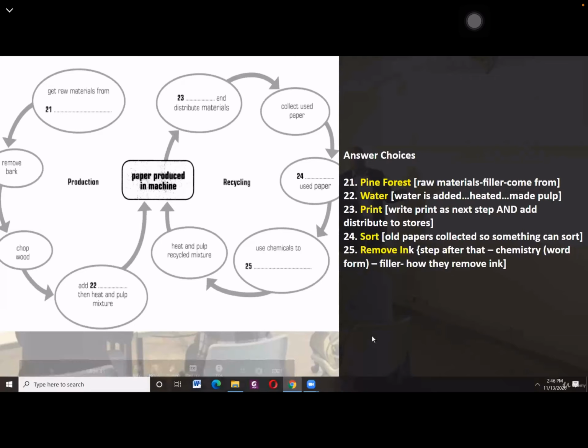All right, I have a couple of questions before I go to the next thing. Can you please, Keno, can you please confirm 21? It looks like everyone heard Pine Forest.